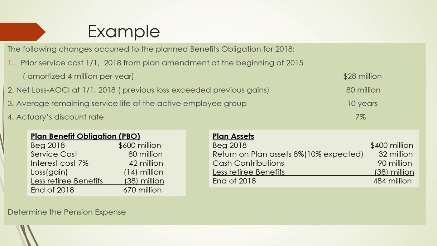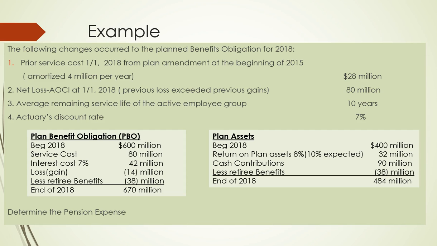Now, here is our example. The following changes occurred to the plan benefit obligation for 2018. We have prior service, 2018, from plan amendment at the beginning of 2015. Now remember, this is not an adjustment in the current year. If it was, we would ignore it. But since this is from prior years, we have to pay attention to it. And in this example, they told us it's going to be amortized at $4 million per year. That's the number we want, that $4 million.